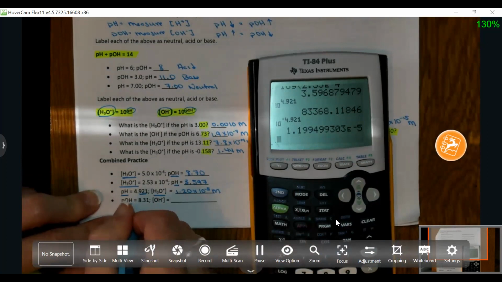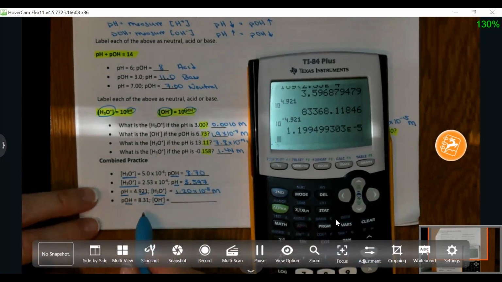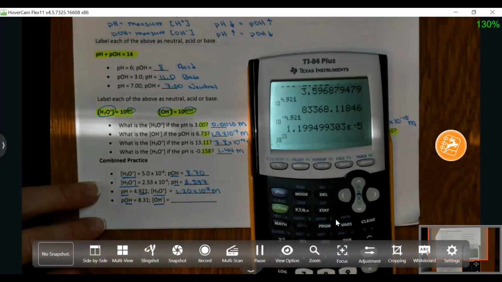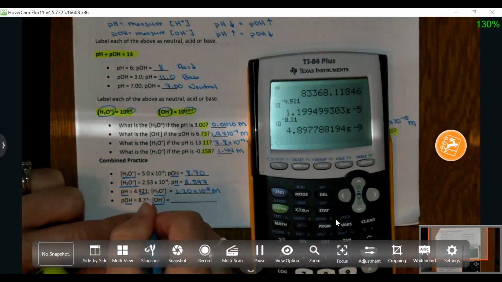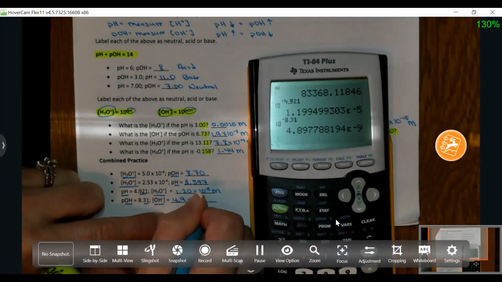Here I've got pOH, and I'm trying to find hydroxide ions. So this is going to be just a single step problem because the scale and the ions match. So again, if I've got the pOH, I can do 10 to the negative 8.31. I want 2 total sig figs, so my answer would be 4.9 times 10 to the negative 9.